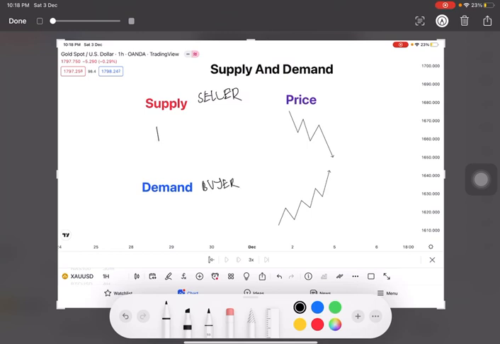Whenever the supply is high, the price will come lower, okay? And whenever the demand is high, the price will go higher and higher and higher, okay? This is the basic information of supply and demand.